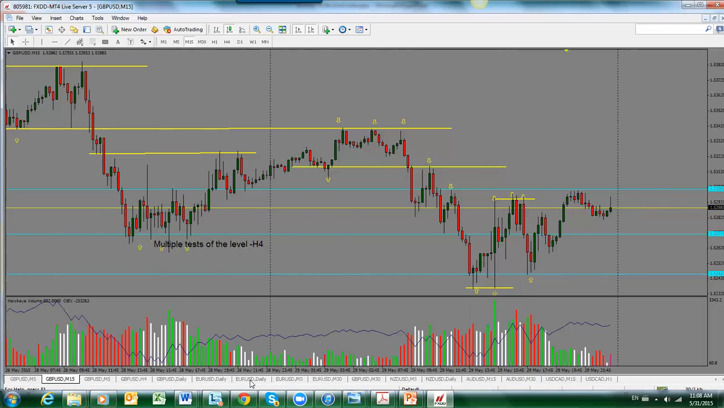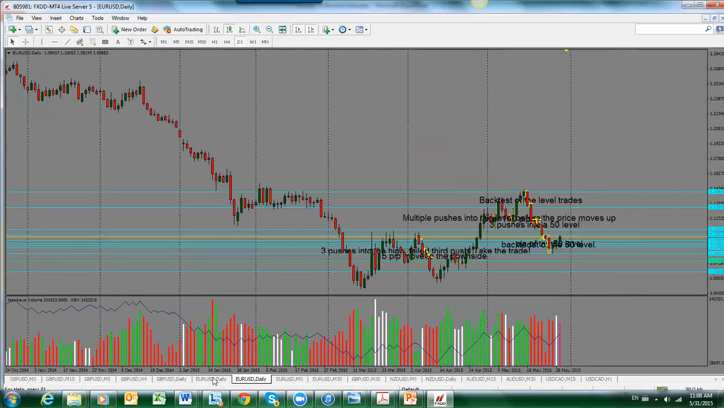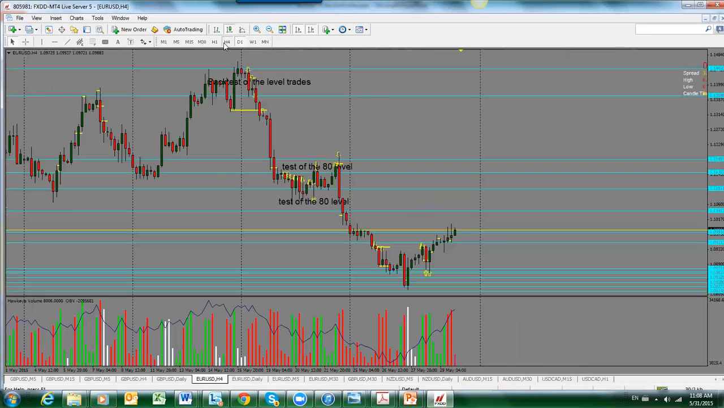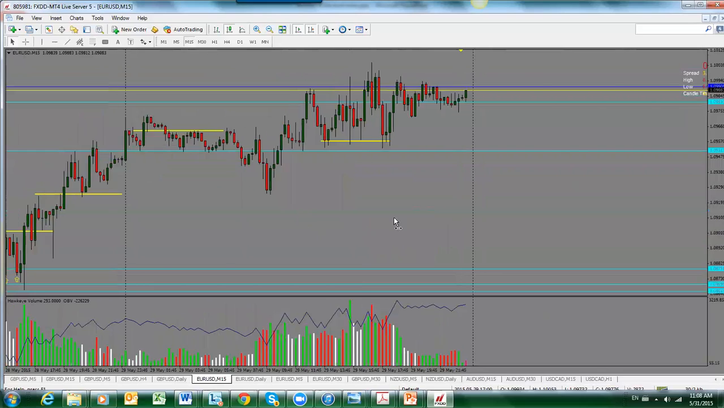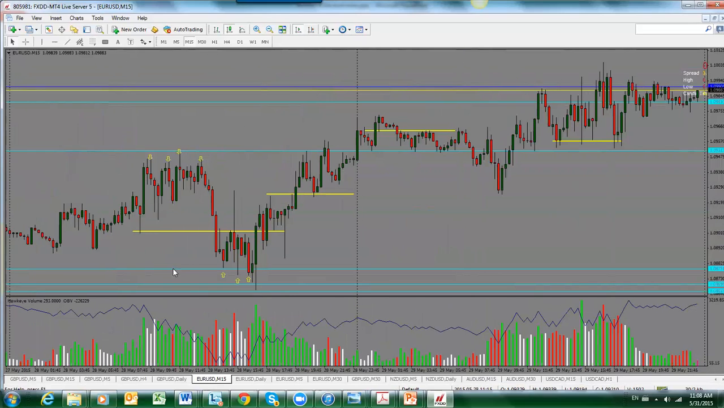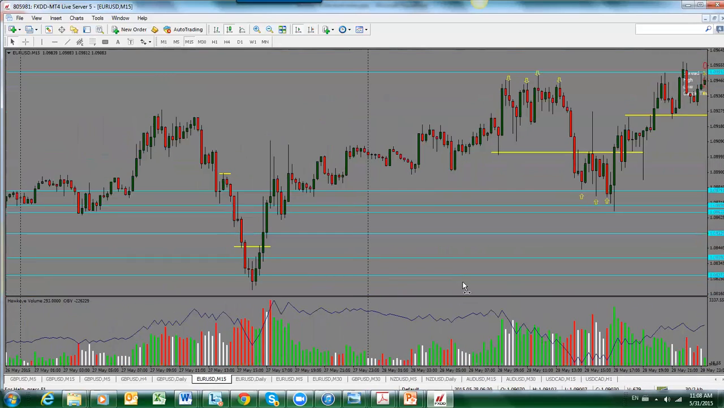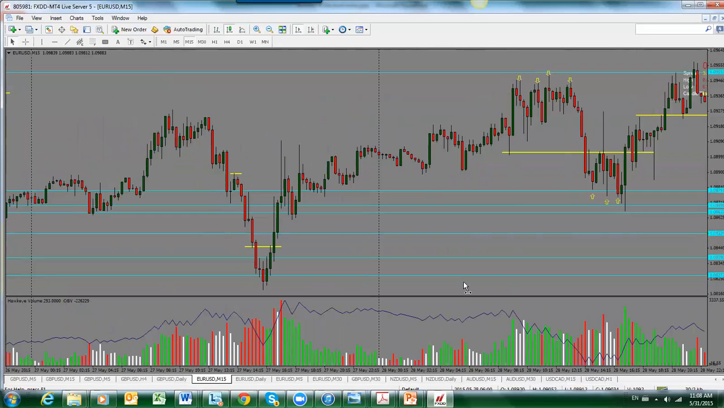Okay, so let's see if we can find another backtest of the level trade. So this is nice. Actually, let's go to a lower time frame perhaps, so we can see some of this price. So this is another one that we can look at.